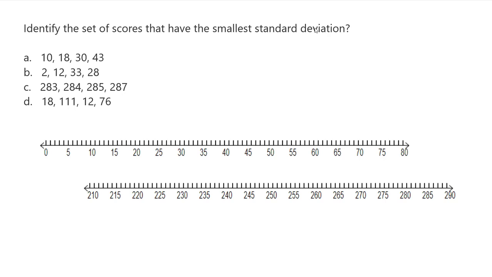Instead, we're going to just consider that the standard deviation is a measure of variability, and so we're going to look for the smallest amount of variability, or whichever set of numbers shows the least variation. You can think about variation as being equal to spread, how spread out the numbers are. So that's why I wanted to visualize this on a number line.